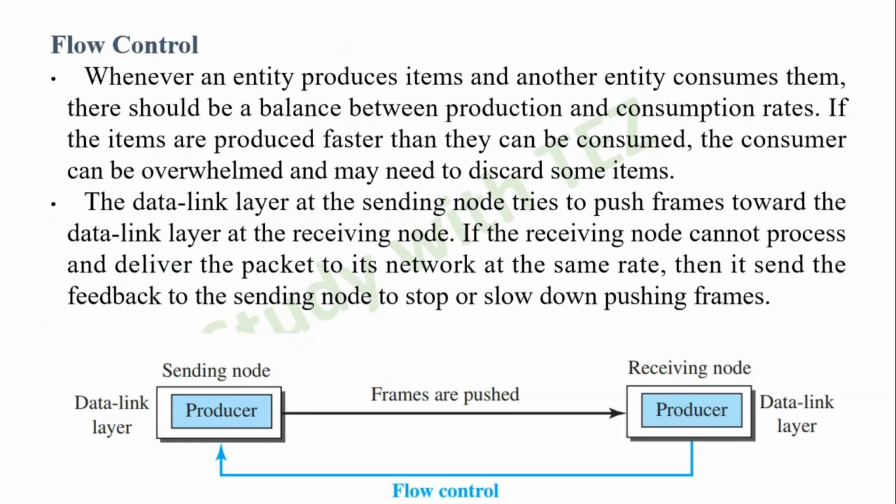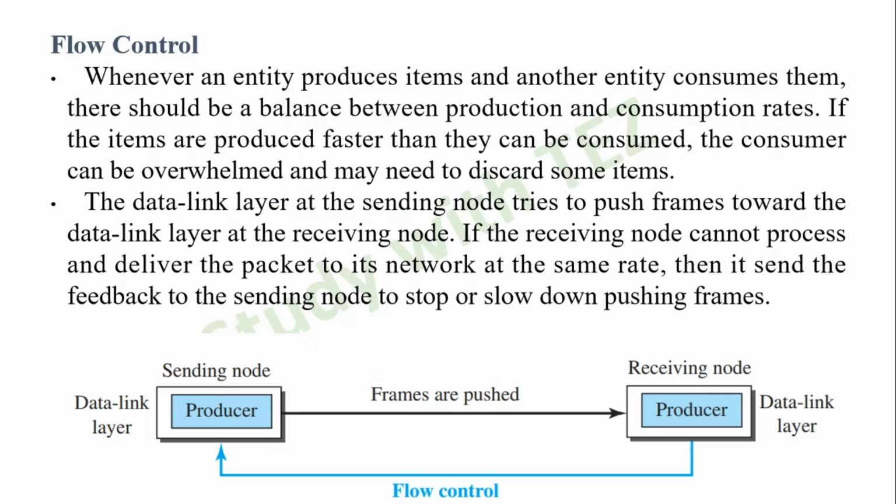Next, coming to flow control. We learnt about framing; now it is flow control. When two entities are there and one is producing items and another is consuming them, the production and consumption rates should be the same. If the items are produced too fast and the consumer is not able to consume them, the consumer will be overwhelmed and might discard some items, or packets or streams might get lost.